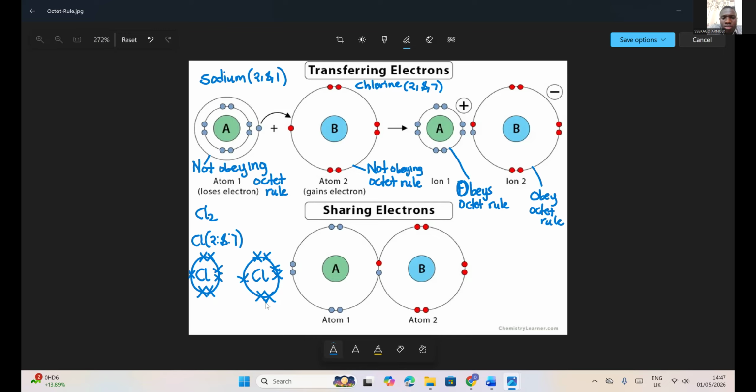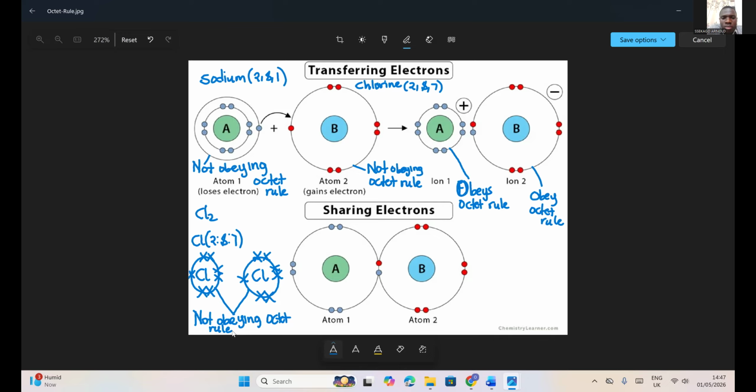You see these last shells here, the outermost shells. Hope you are seeing them. These are not obeying the octet rule. Therefore, bonding occurs so that they obey the octet rule. Why are they not obeying the octet rule? They are not having 8 electrons in their outermost shells. For anything to obey the octet rule, it has to have 8 electrons in the outermost shell.